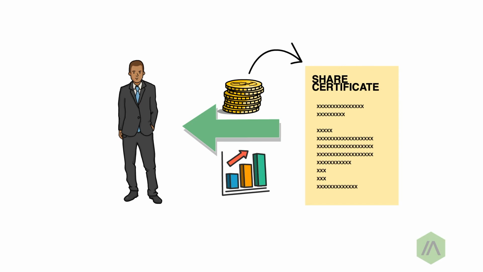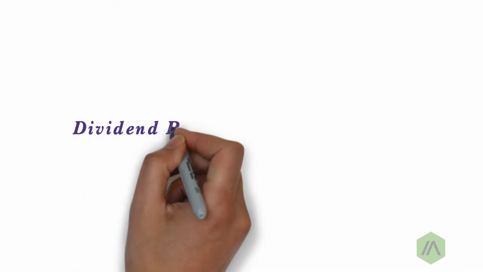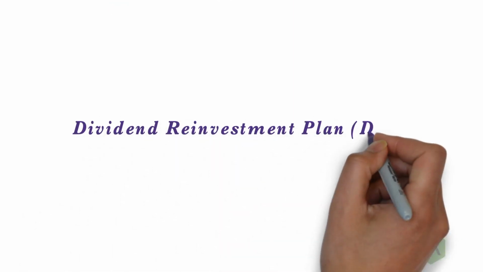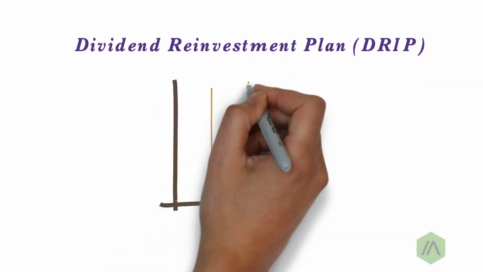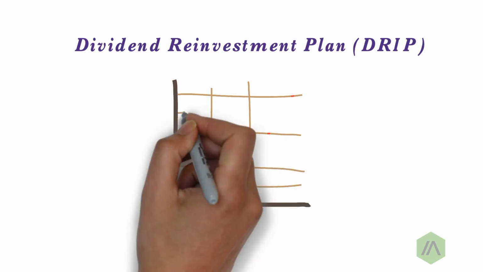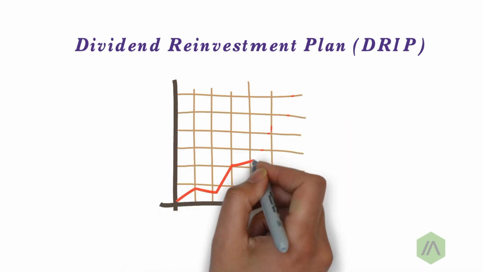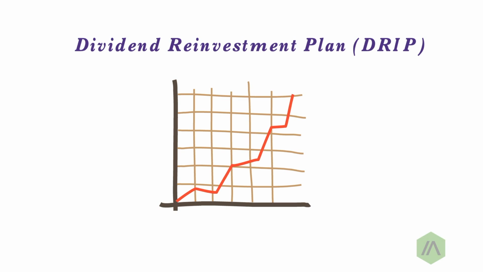Many mutual funds, stockbrokers, and even some companies give you the option to do it automatically. In the financial world, it is called Dividend Reinvestment Plan, or DRIP. When you reinvest your dividend income to buy new stocks of the same company, you automatically amplify the benefits of compounding, which allows you to earn extra return on your money.